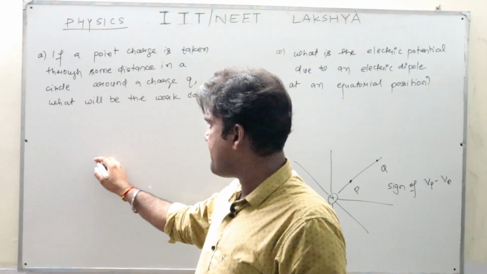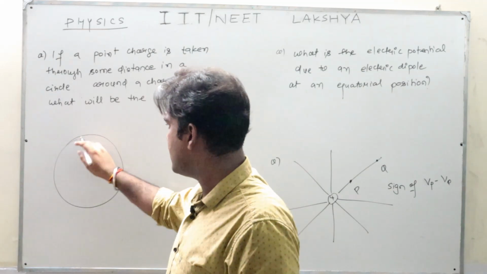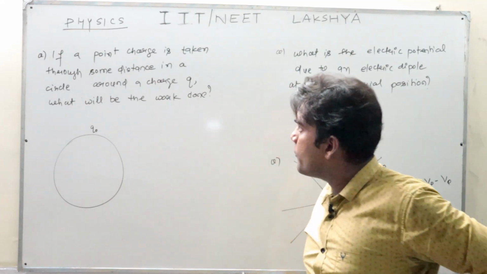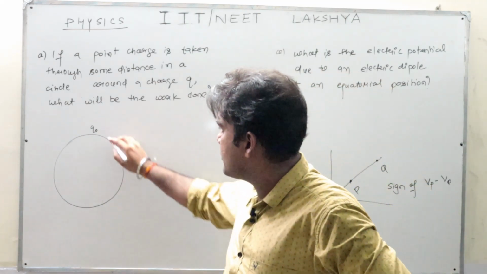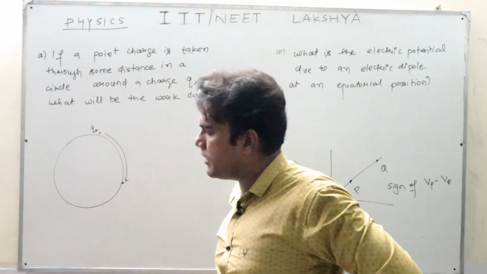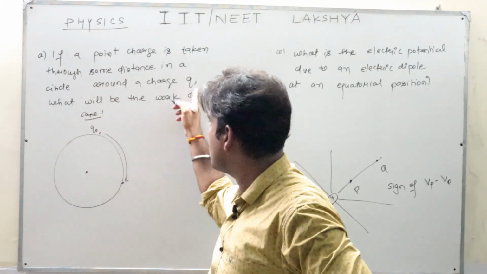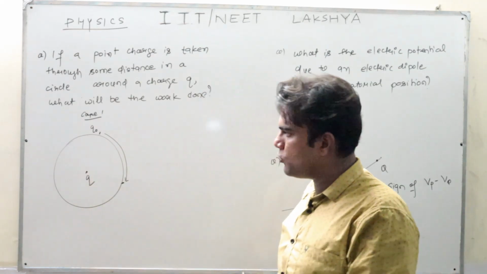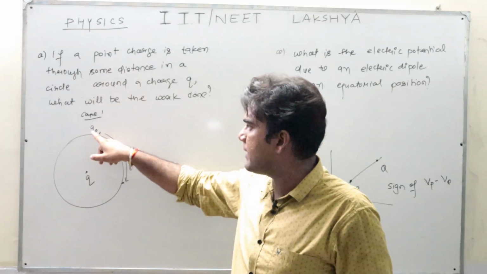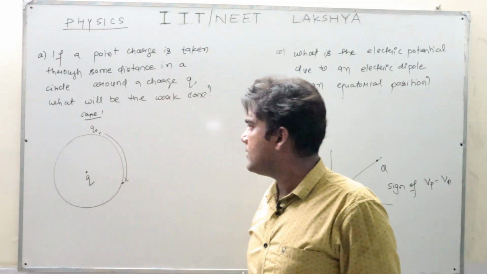So let us say, if you see carefully, this is a circle. Here is your point charge, let me assume that the point charge is q naught. This point charge is taken from here to here around a charge q. Now there are two cases. Case 1: let us say that charge q is kept at the center, because we don't know whether charge q is at the center or not. Point charge q naught is taken through some distance in a circle around a charge q. They are asking what is the work done.